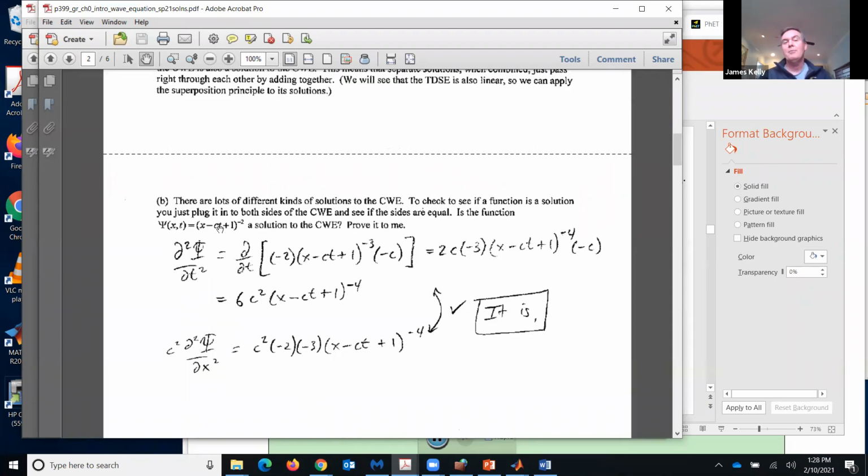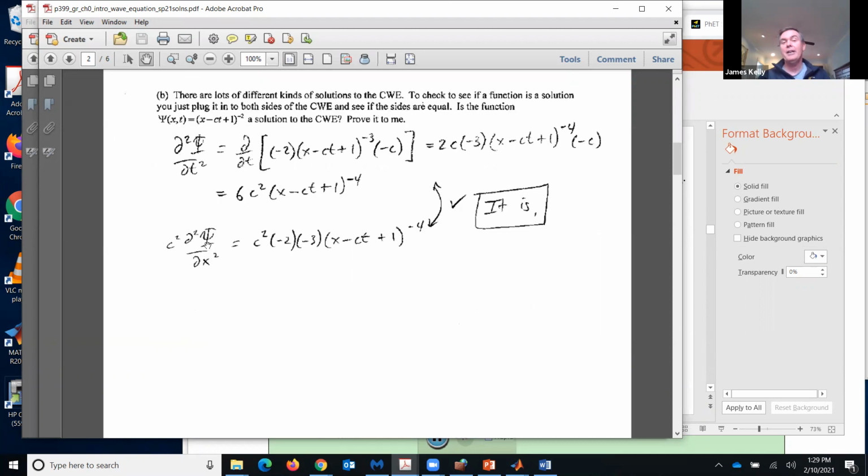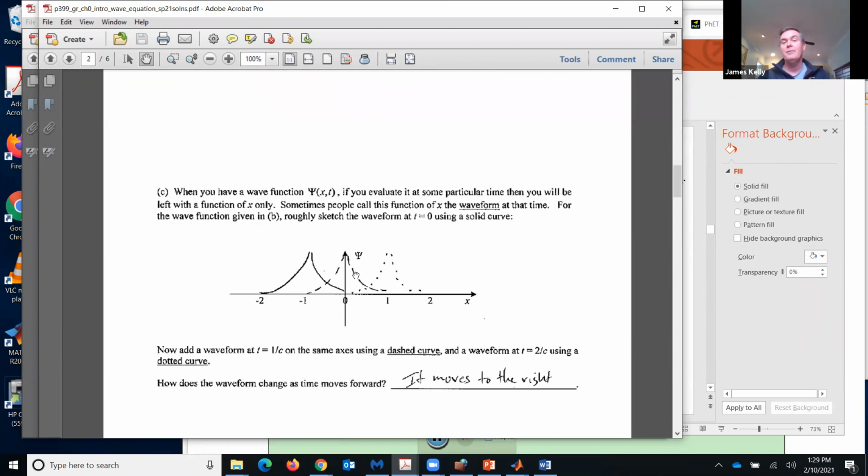What about at a later time? What about when t equals 1 over c? That's a slightly positive time. When t equals 1 over c, this is going to be a -1, and then we've still got this plus 1 over here, so I'm going to have just x to the -2, or 1 over x squared. That has a vertical asymptote at x equals 0. So at t equals 1 over c, it's going to have this shape. At t equals 2 over c, it has the dotted shape I'm showing here. And so it looks like this shape is traveling to the right.